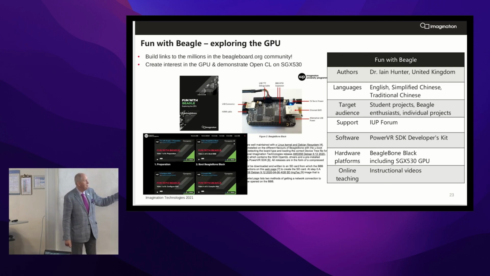What we've done is we've packaged the drivers with it because it was our first attempt at OpenCL running on this GPU. And there's a sort of self-study course that allows you to do some graphics on the board and then try out an OpenCL driver.